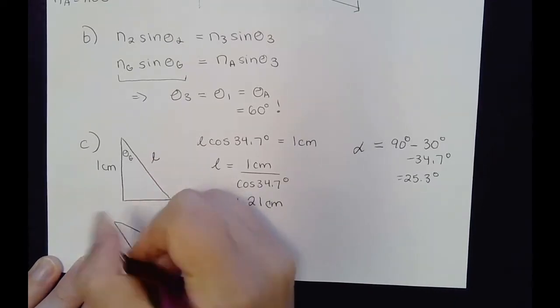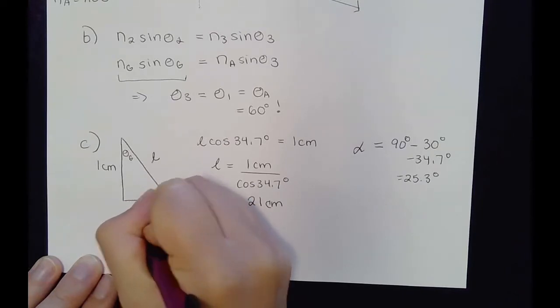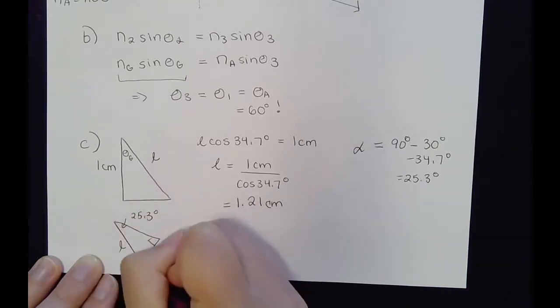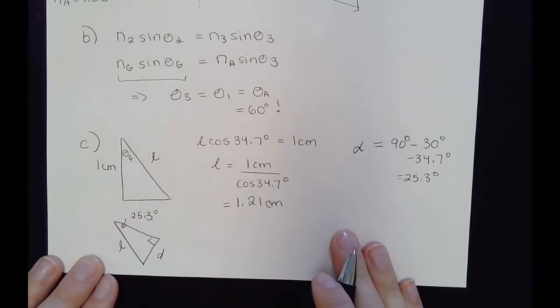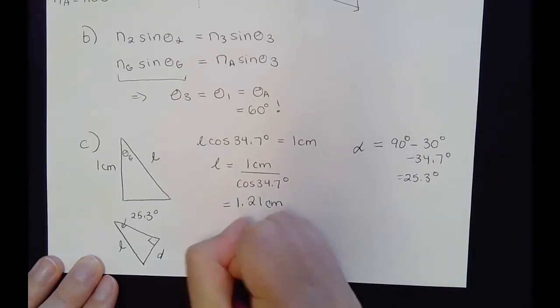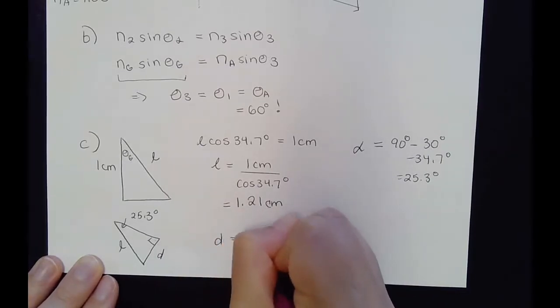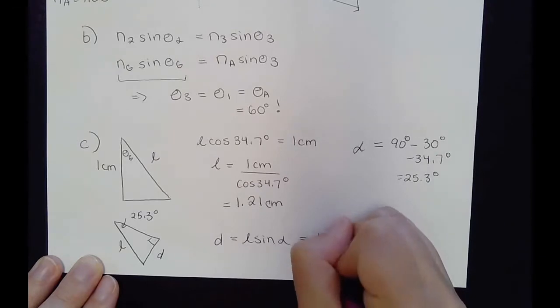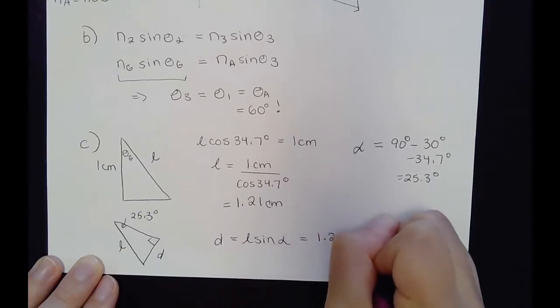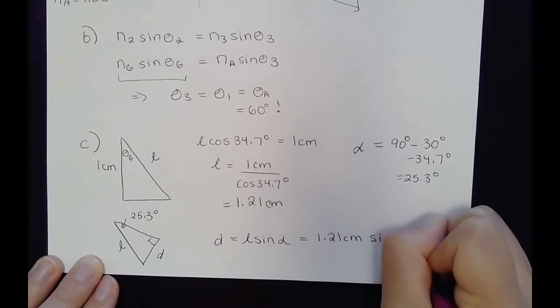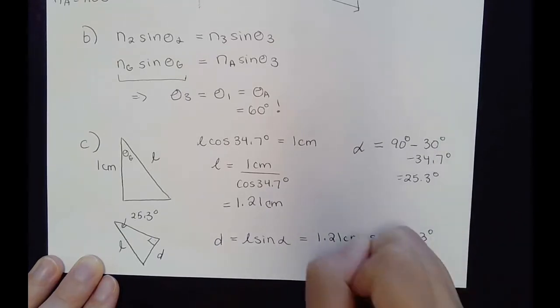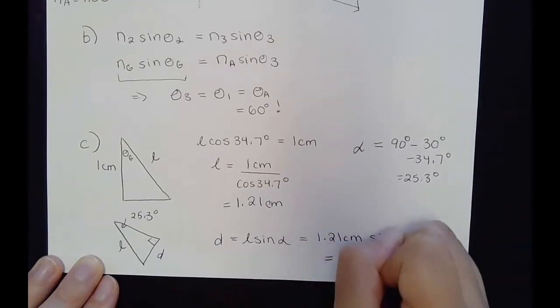Kind of like this. This angle is 25.3 degrees. This is L, and we want to find D. So we have D equals L sine alpha. 1.21 centimeters times sine 25.3 degrees, which is 0.52.